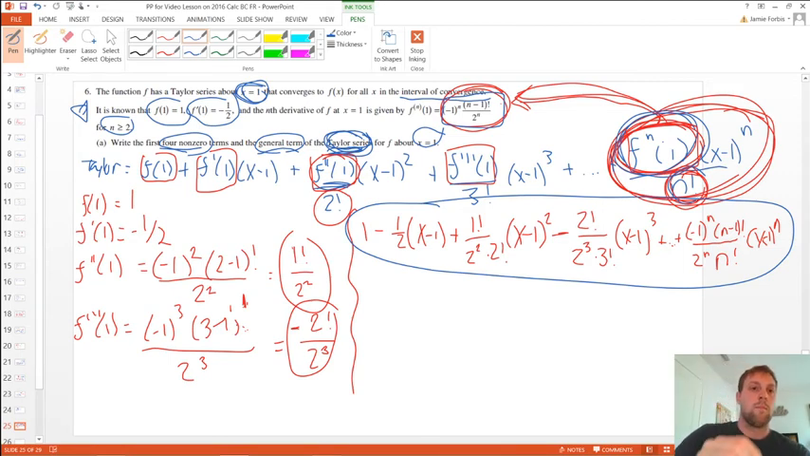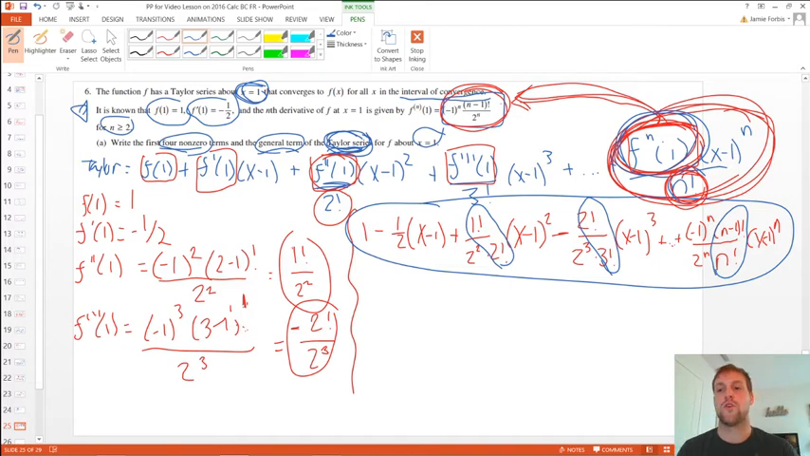Okay? But what the answer key did is they recognized a way to simplify this. They saw like 1 factorial over 2 factorial, 2 factorial over 3 factorial. They simplified n minus 1 factorial over n factorial, which if you didn't do that, it is completely fine. But I will go ahead and do it because it's going to make the next problem a little bit easier for us.